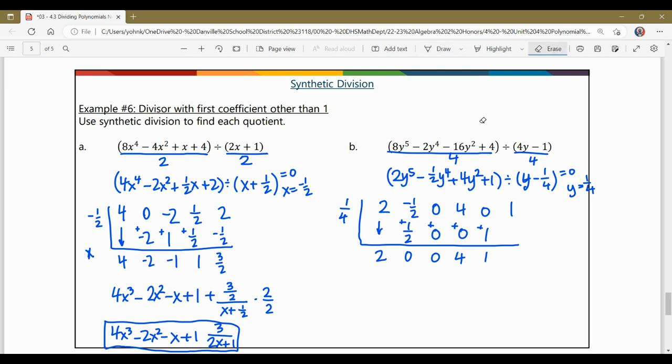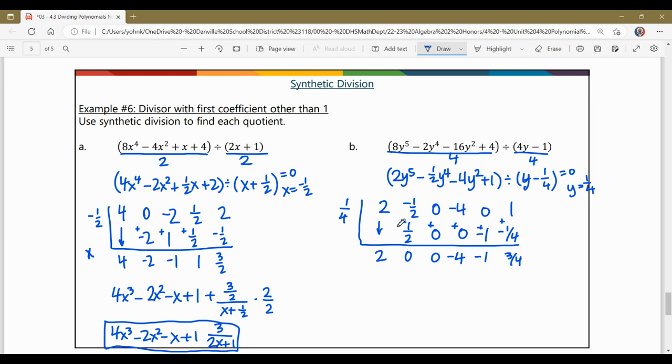Oh, wait, hold on. This should be a -4 right here. Sorry. So this is a -4. So when I multiply, I get a -1. Yep, so that's a -1. When I multiply -1 times 1/4, I get -1/4. Add them and you get 3/4.